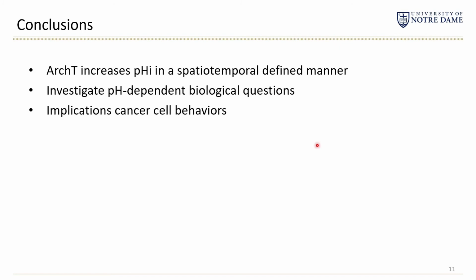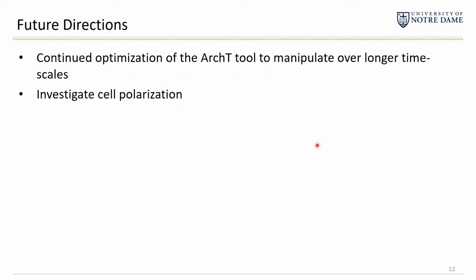With this tool, we have shown that we can use ArchT to increase pHi in a spatiotemporally defined manner. We can use it to investigate pH-dependent biological questions such as cytoskeleton remodeling and membrane ruffling. This has a wide variety of implications in cancer cell behaviors, including migration and metastasis. However, we are continuing to investigate other cell biology questions and optimize ArchT to look at longer timescale biological processes.